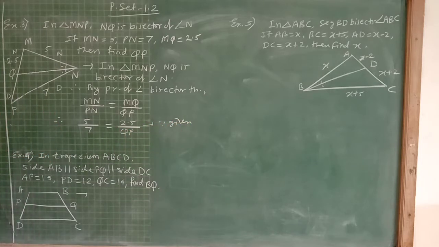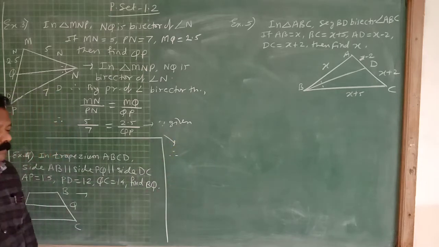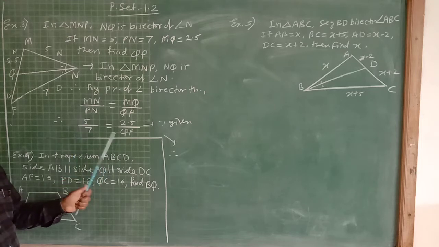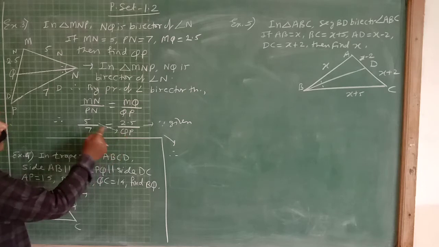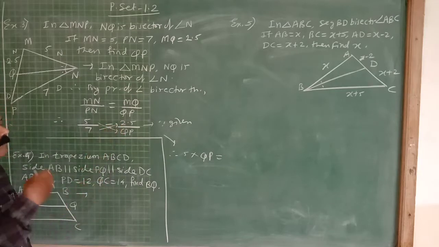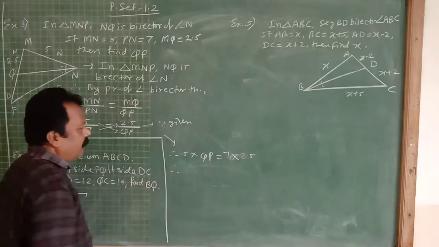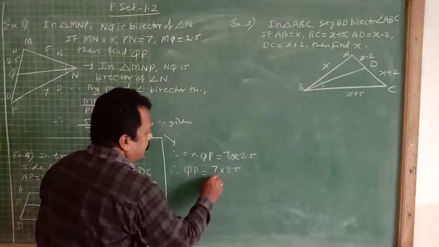This is the given part. Now, by cross multiplication, you will get the answer. By taking cross multiplication, what you have to find must come to the left side. So, this cross we have to take at the left side because QP you have to find. So, 5 into QP, this is cross multiplication, is equal to 7 into 2.5, keep at the right side. Therefore, QP you have to find. So 7 into 2.5 is as it is.